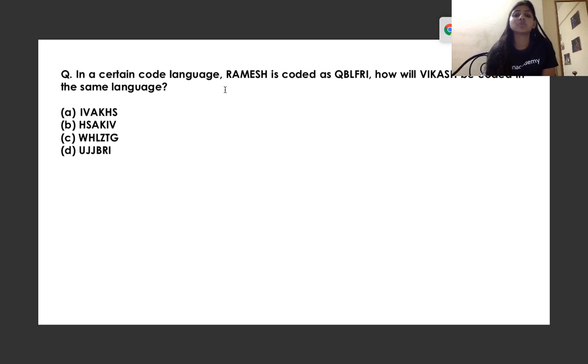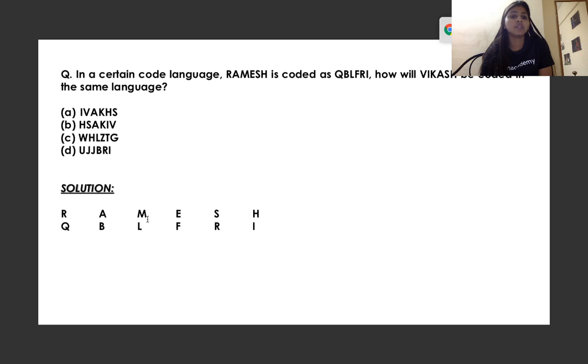So R, if you try to decode it, you will see that R has been written as Q, A as B, M as L, E as F, S as R and H as I. They have written the next letter, and here the previous. Okay, because it is Q R S T. So here the previous, here the next, previous, next, previous, next.